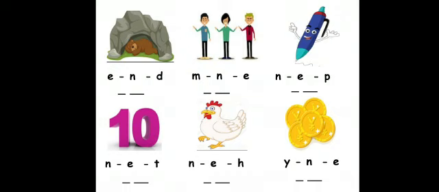Here's a picture of a den. Let's rearrange the word. Den starts with a D and ends with N. So, the right word is den. Den. Next.